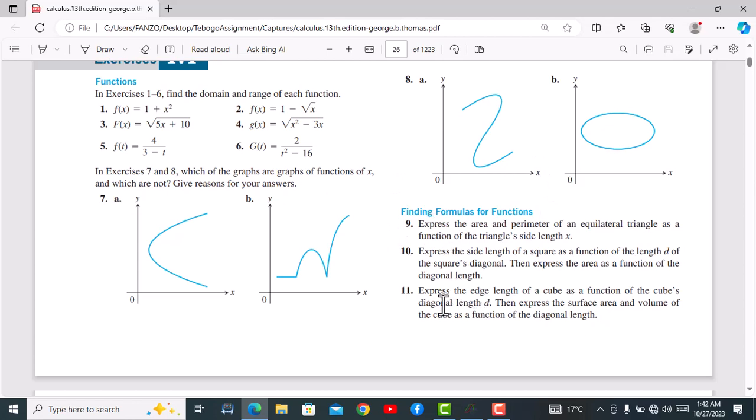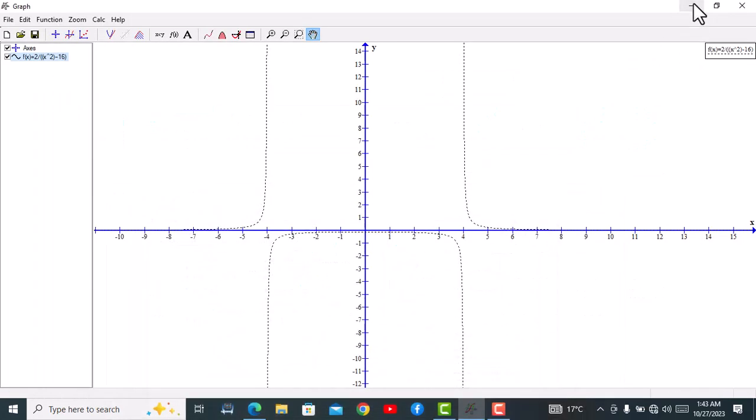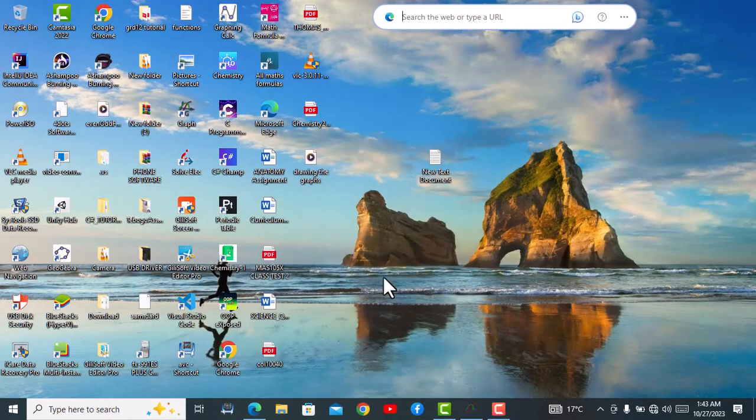Okay, and then we come here. I'm going to solve this one and that one, and leave number 10 for you. Express the area and perimeter of an equilateral triangle as a function of the triangle's side length x. I know an equilateral triangle is a triangle with all three sides equal. So when they say express the area and the perimeter of an equilateral triangle as a function of x, now remember how an equilateral triangle looks. Let me try to see whether I can have software that can allow us to have that shape.